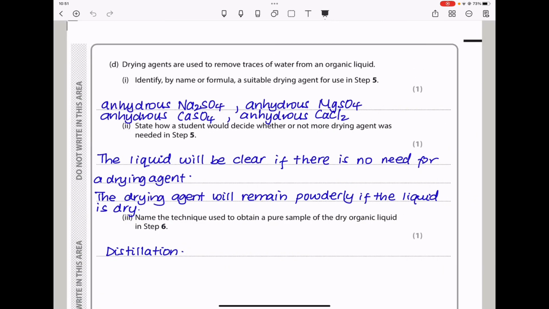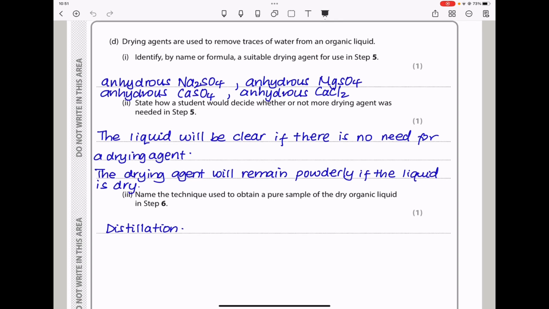Moving on. In part D, drying agents are used to remove traces of water from an organic liquid. They want you to identify by name or formula a suitable drying agent for use in step 5. Suitable drying agents could be anhydrous sodium sulfate, anhydrous magnesium sulfate, anhydrous calcium sulfate, or anhydrous calcium chloride, so any of these will be able to work.